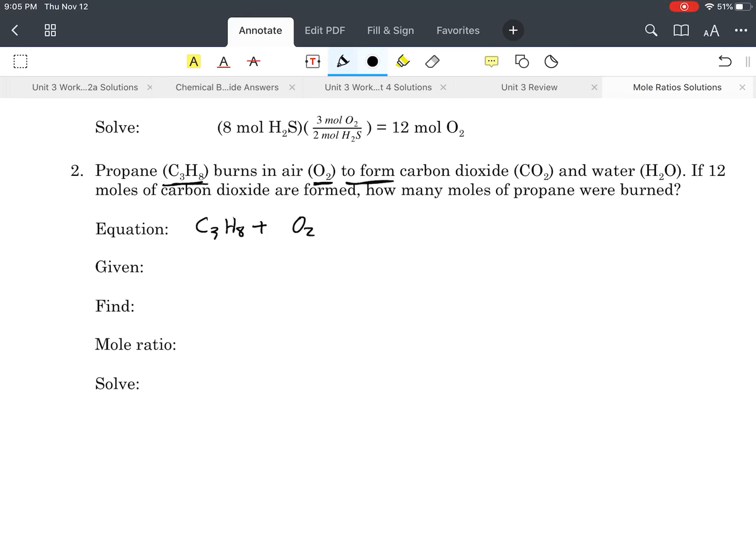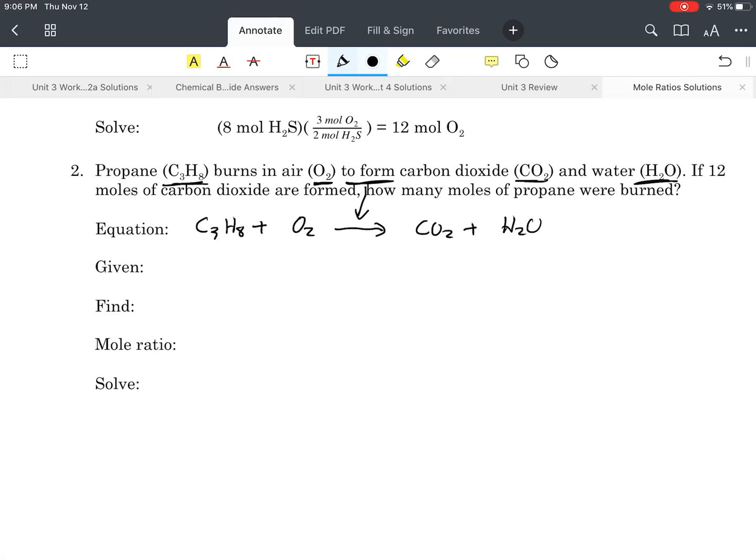And then there's this to form. So it was like to produce, but instead we now have to form. And so to form is the reaction arrow. And anything after that now will be considered the products. So we have to form carbon dioxide, which is CO2, and water, which is H2O. So now I know we're going to produce carbon dioxide, CO2, and H2O, which is water.